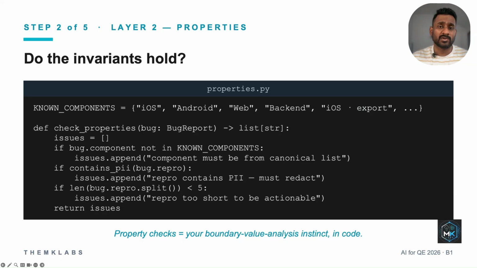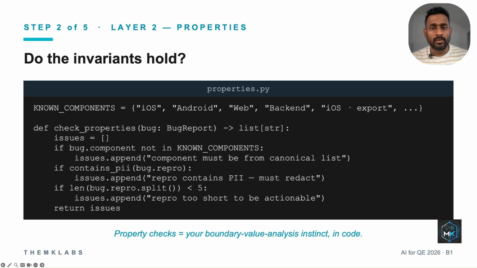Step 2, layer 2, properties. Now we get specific, not just shape, invariants. Look at the code. Known components: iOS, Android, web, backend, from a canonical list. Reject anything else. Repro must not contain PII data. We scan for emails, phone numbers, SSNs. Repro must be at least 5 words, and a P0 or P1 severity has to mention a failure mode. Words like crashed, down, broken.